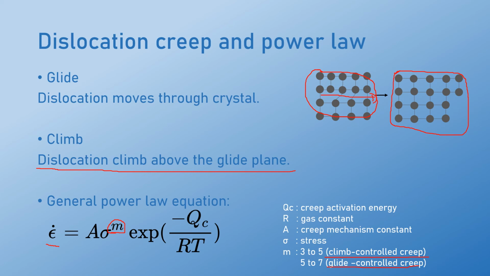In my personal opinion, why will glide be faster? Because when the creep is climb, it actually takes more effort for the dislocation to spread, because it has to climb and overcome the obstacle for the dislocation to spread, and that's why the strain rate will be lower.